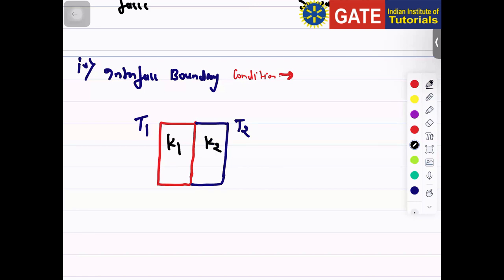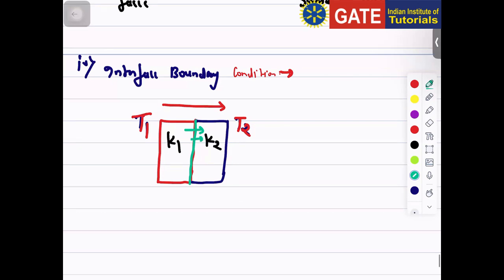So both of these slabs are connected together, but due to the temperature difference, since here temperature is more and here temperature is less, heat transfer will start taking place from left side to right side, from T1 side to T2 side. Fine. So definitely at this interface, the rate of heat transfer by conduction from the first slab is equal to the rate of heat transfer by conduction to the second slab.